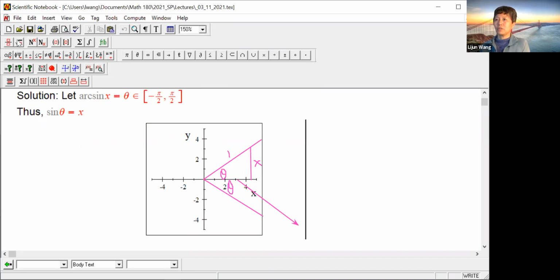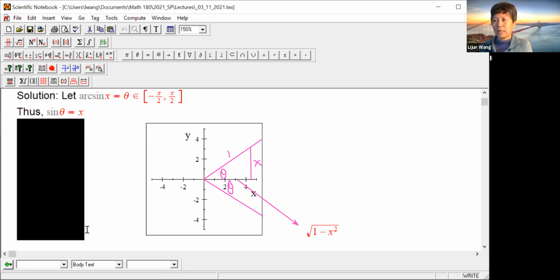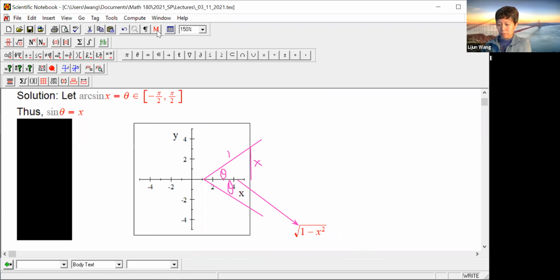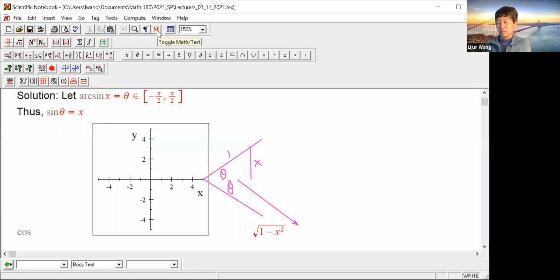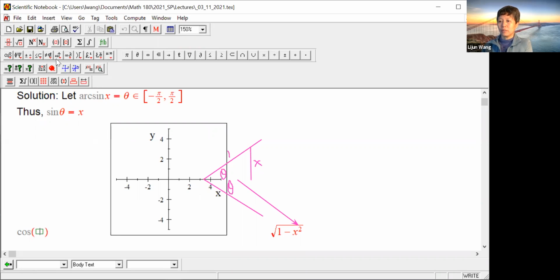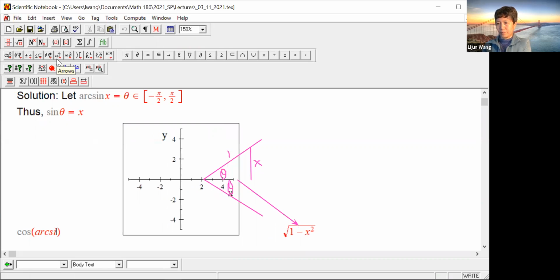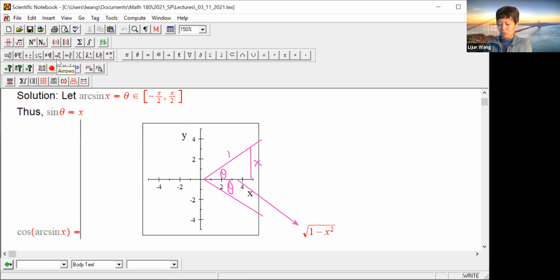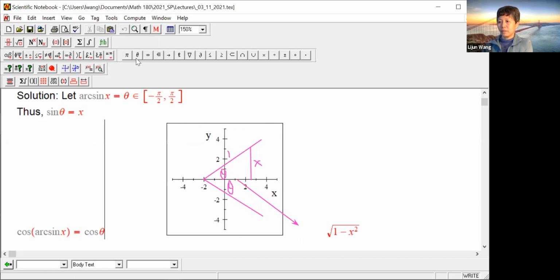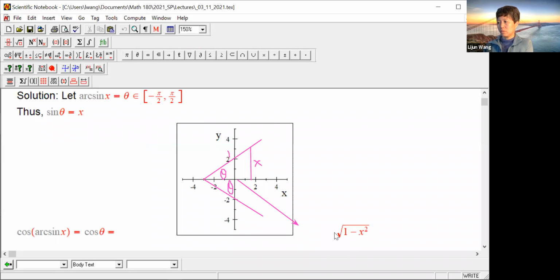And that is going to be the square root of 1 minus x squared, Pythagorean theorem. And it's in the first quadrant, of course, so it's positive. And then here, you can say cosine. I'm sorry, I'm making a mess, but hopefully I will fix it. Sine x equals cosine theta, and that equals that guy right there.